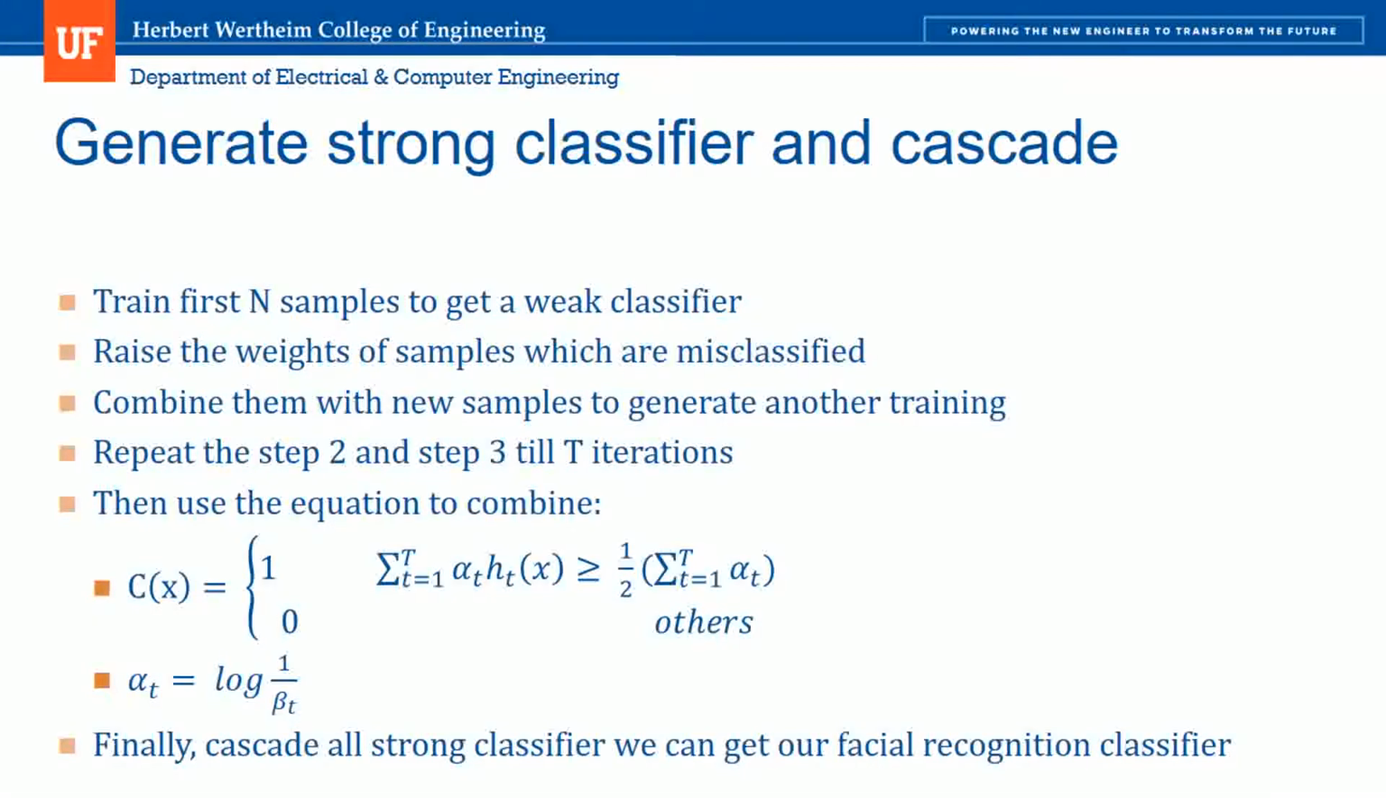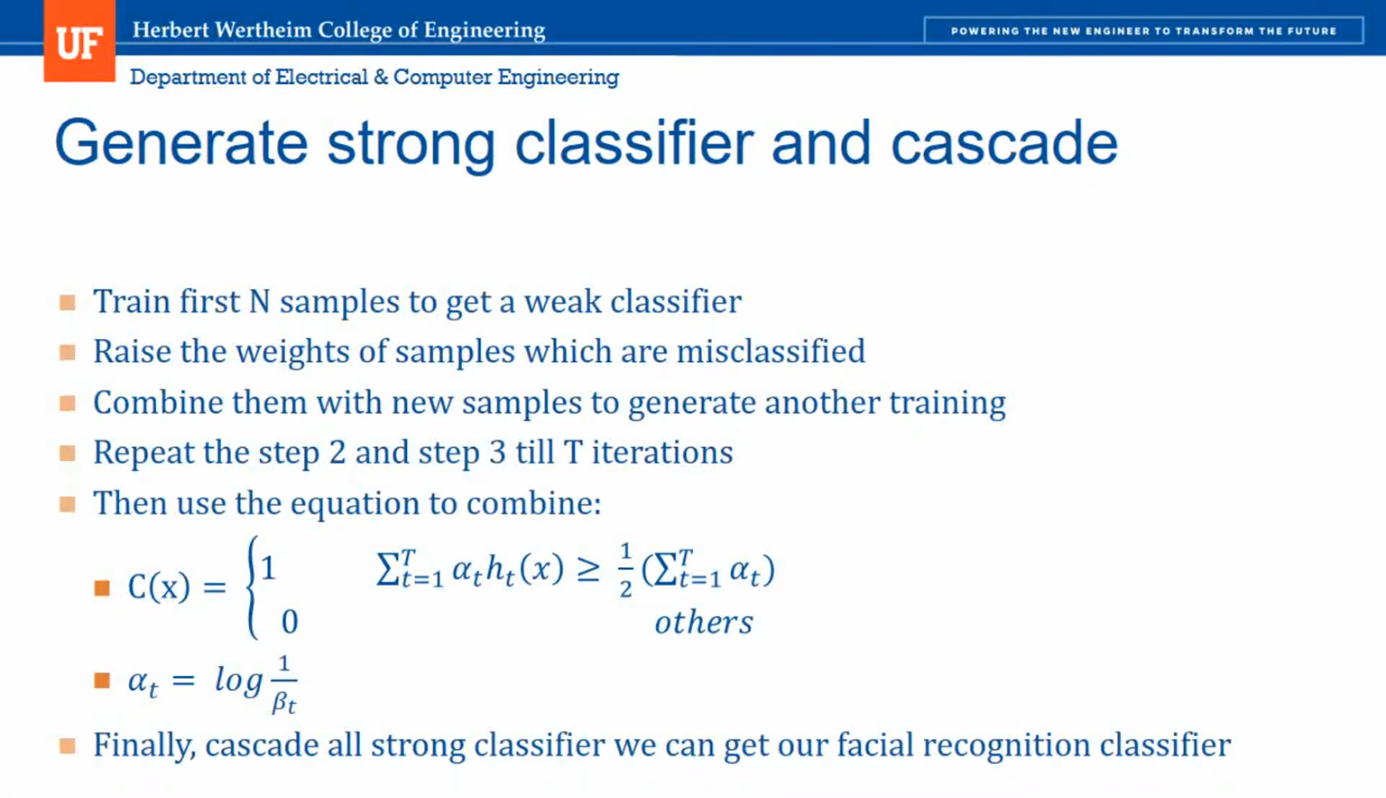For each sample, the initial weight is 1 over N. Firstly, train the first N samples to get the first optimized weak classifier, and then raise the weights of samples which are misclassified in the last step and combine them with the new samples to generate another training. Repeat these two steps for T times so that we can get T optimized weak classifiers. Finally, using the equation shown in this page to combine the T optimized weak classifiers and get a strong one.